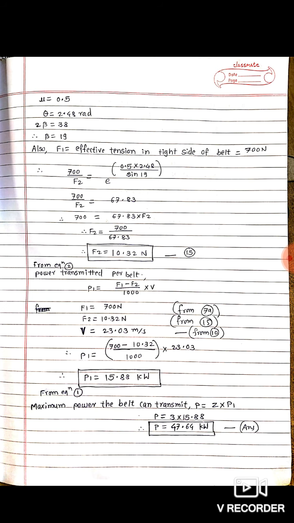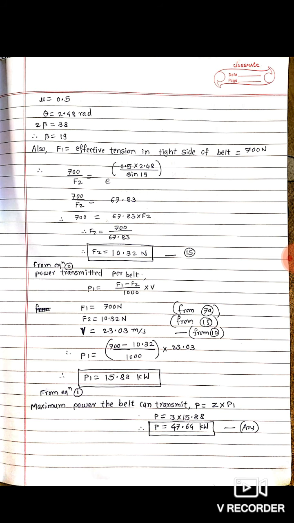Now we again come to the equation of power transmitted per belt, that is P1 is equal to F1 minus F2 upon 1000 into V. Now we already calculated all three values, that is F1, F2 and V. So F1 is 700 Newton, F2 is 10.32 Newton, V is 23.03 meters per second. Substituting all the values, P1 is equal to 700 minus 10.32 divided by 1000 into 23.03. After solving, we get power transmitted per belt, P1, is equal to 15.88 kilowatt.